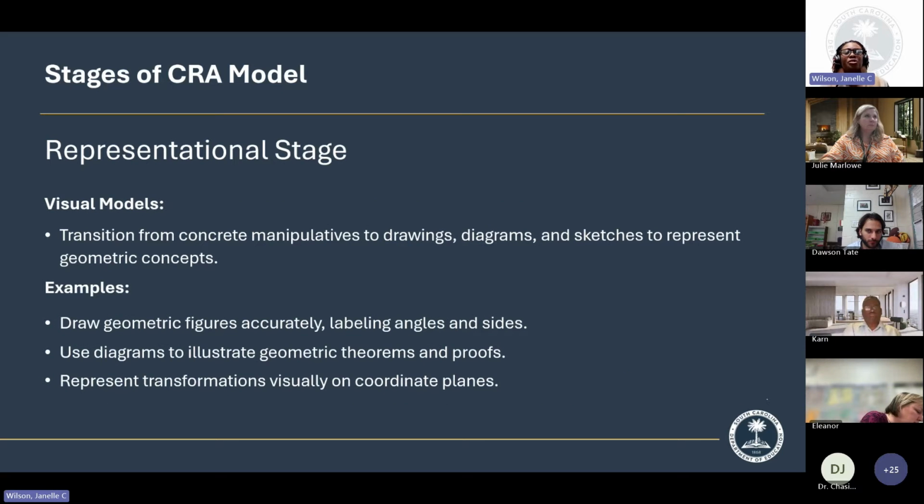All right, representational stage. What would this look like in a classroom? Is this where you start drawing your pictures? Yes, this is where you would start drawing your pictures. So you would transition from your concrete manipulatives to drawings, diagrams, and sketches to represent geometric concepts. Graph paper, exactly. Using nets to understand surface area. Okay, good.